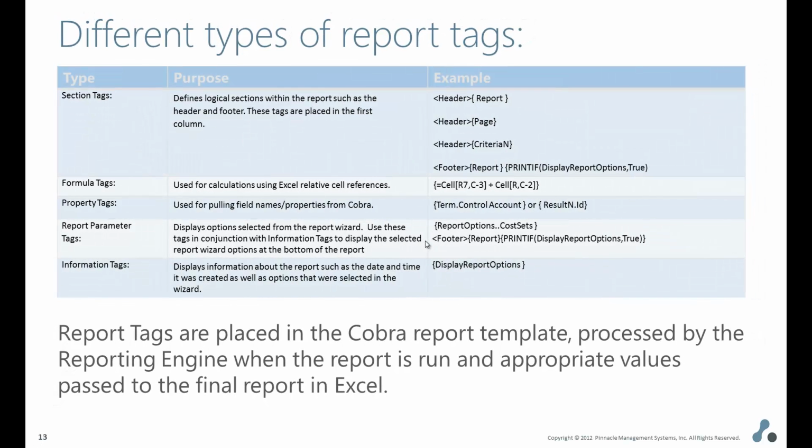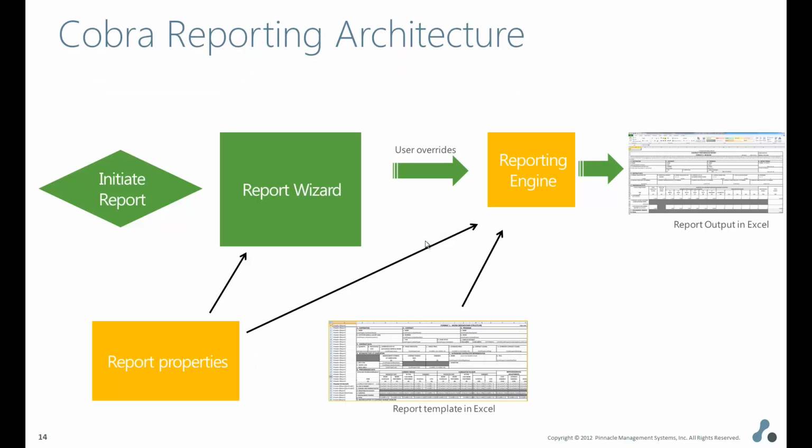There are a number of different report tags. We just gave an overview of the properties and the report tags. There are many, many more that do a lot of different things, and you can see these in the help. That's the best place to go for reference. The best place to go and see how these are used is in the report templates, the standard ones that are supplied with Cobra.